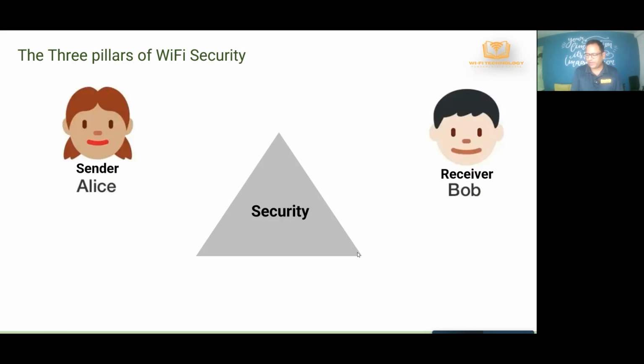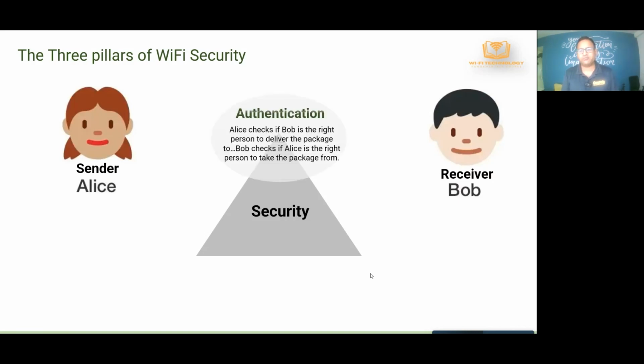So let's get back to what we refer to as the 3 pillars of Wi-Fi security, the 3 basic things. The first one, of course, is authentication. Let's say Alice is the sender and Bob is the receiver. They have to first do authentication. Alice has a package to send to Bob, and Alice checks if Bob is the right person to deliver the package to, and Bob checks if Alice is the right person to take the package from, right? They need to mutually authenticate each other. Otherwise, there's a big problem, right?